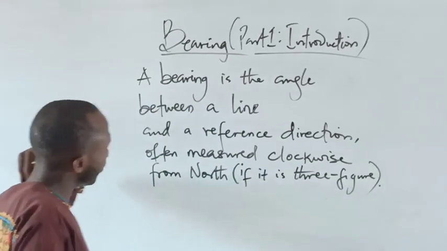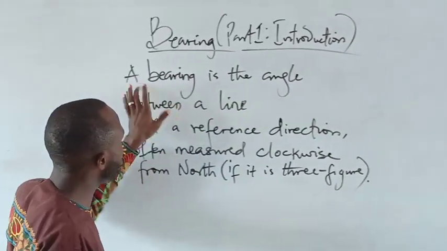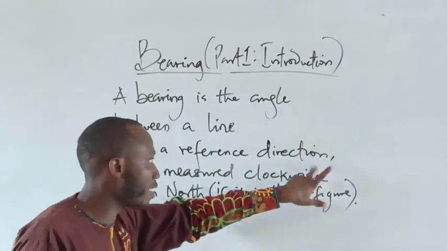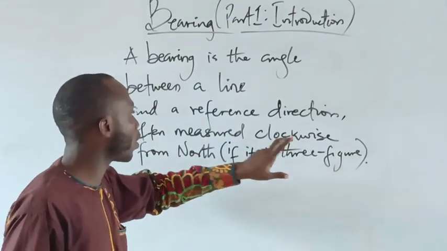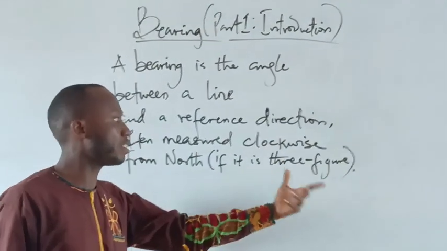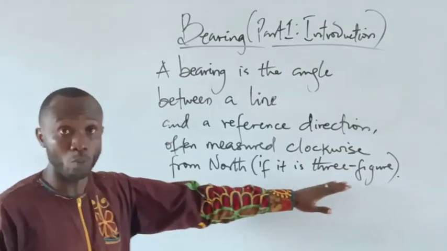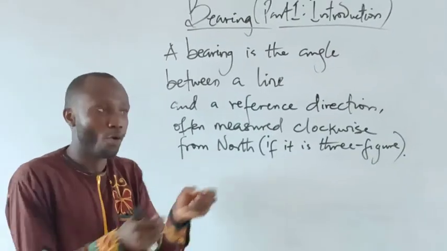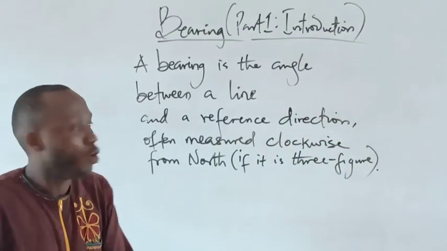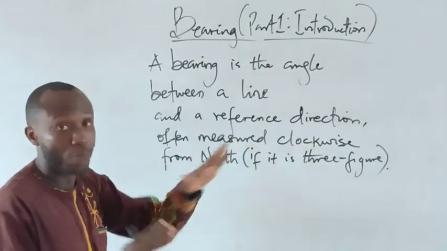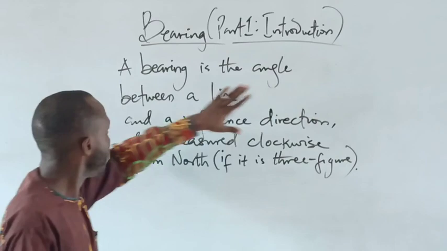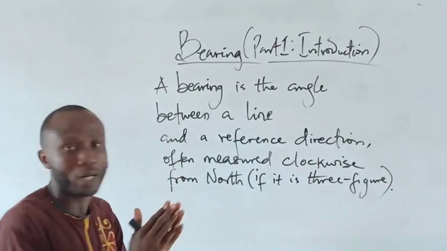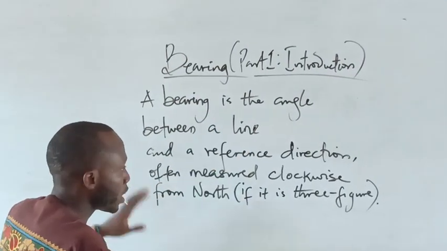Okay, so what's bearing? Bearing is the angle between a line and a reference direction, often measured clockwise from north if it is three figure. Okay, I'll explain what that means. So generally, bearing talks about directions of a point from another point. But this is just a basic definition of what a bearing is all about. It has to be an angle between a line and a reference direction, often measured clockwise. So this is clockwise. So take note of that, clockwise.